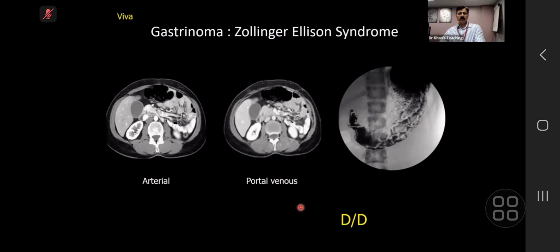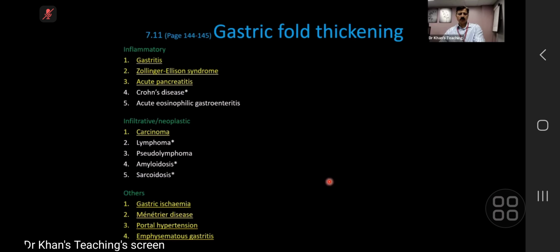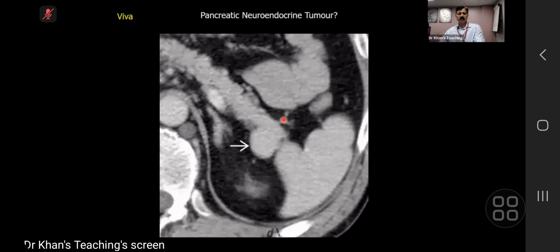Zollinger-Ellison syndrome, where there is a gastrinoma. Here it is sitting, projecting into the duodenum, and with that there are thickened rugal folds. This is the differential diagnosis of thickened rugal folds. I also showed you a case of Zollinger-Ellison previously.